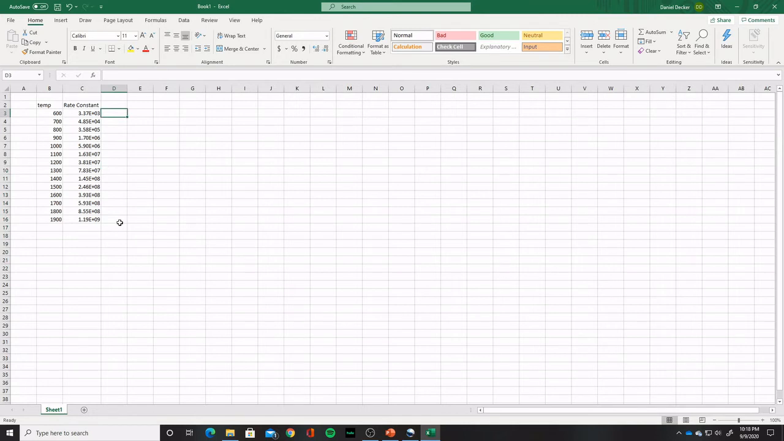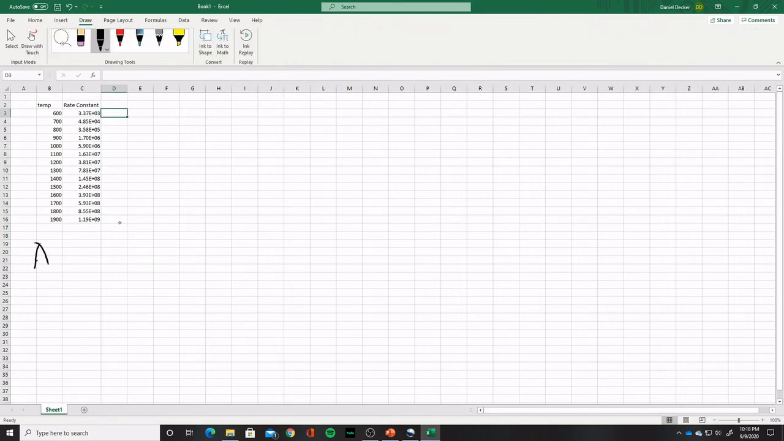we want to get A and EA using this data, and to do that, we need to make a plot of the natural log of k versus 1 over T. So if you remember, this was the equation.